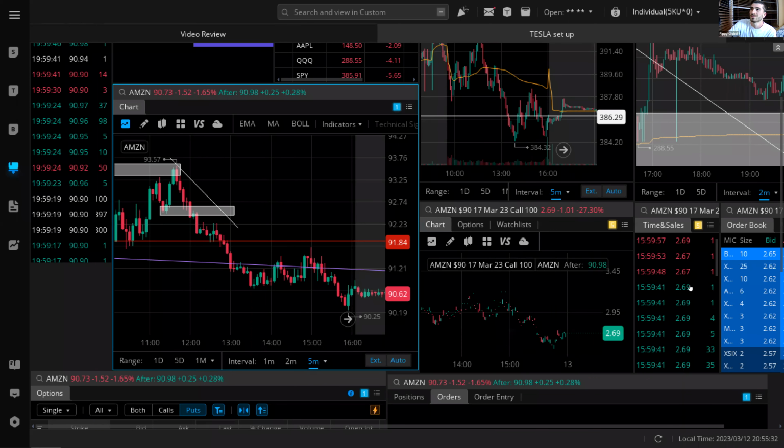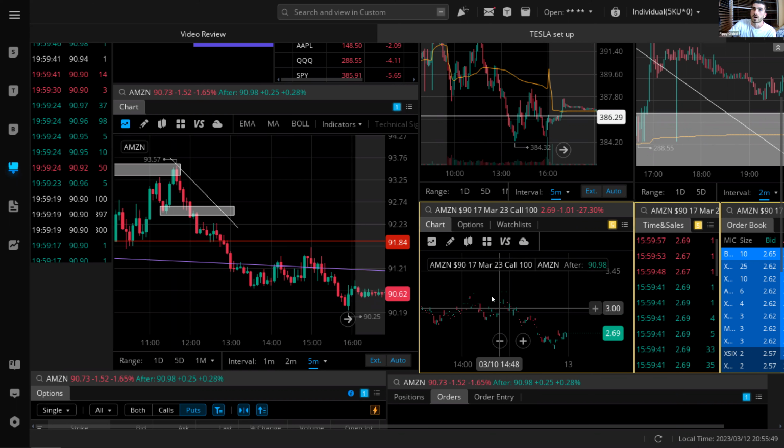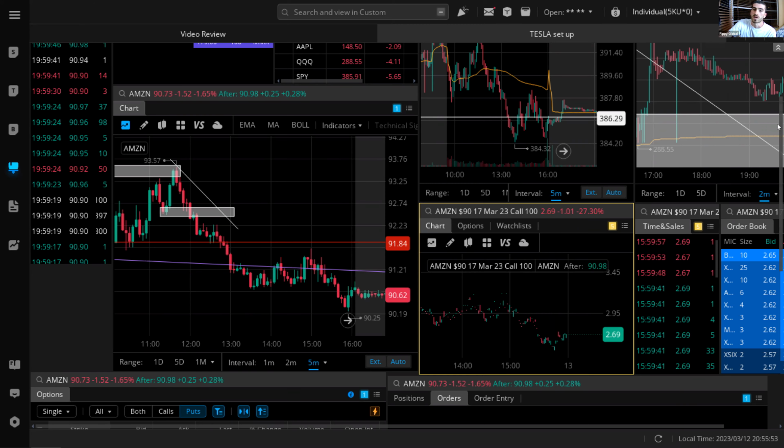I appreciate that. But yeah, so I'm looking at the tape for the actual contract. I'm looking at the SPY chart. I'm looking at the secondary chart that I'm looking at to buy. I'm looking at only a select few things, but I'm always watching SPY for correlation. I'm always looking at the main stock, which is Amazon. And then I have the contract chart right next to it. So I'm focused on one thing and I'm waiting.